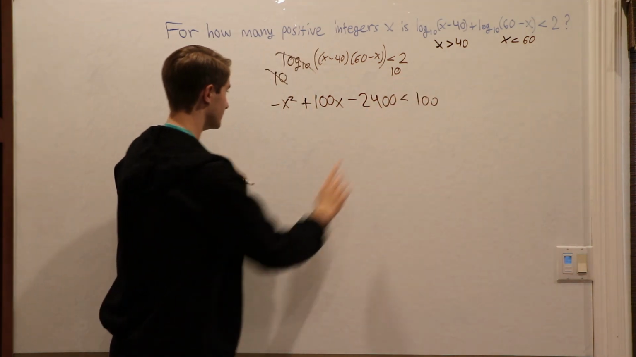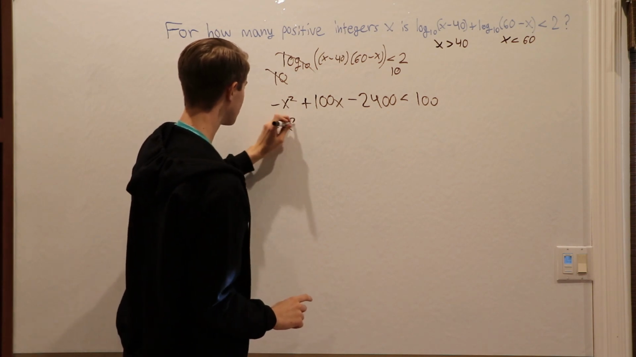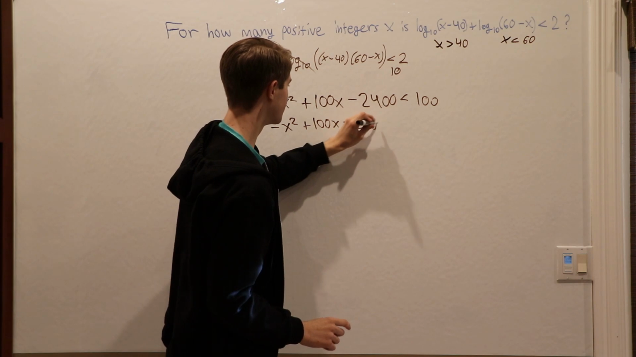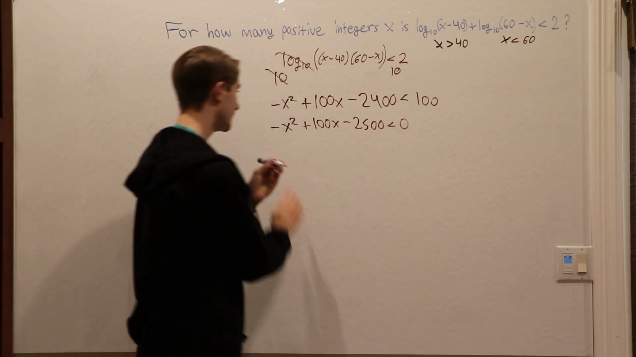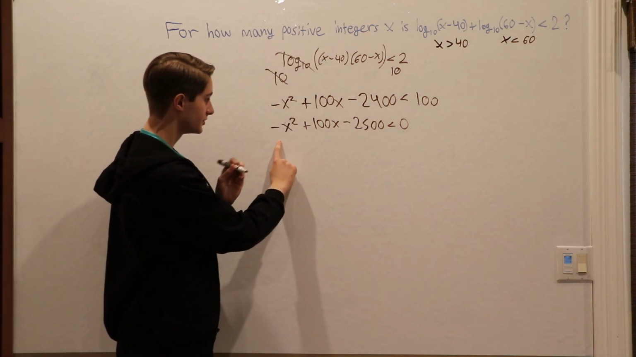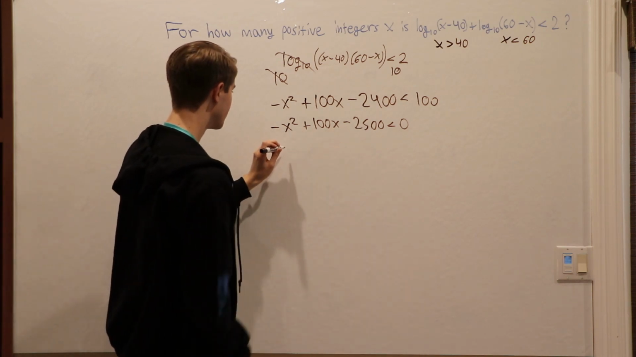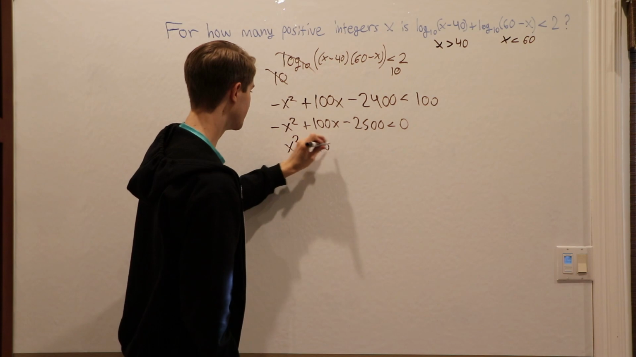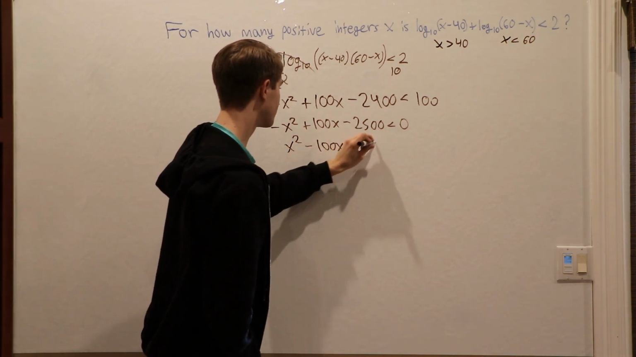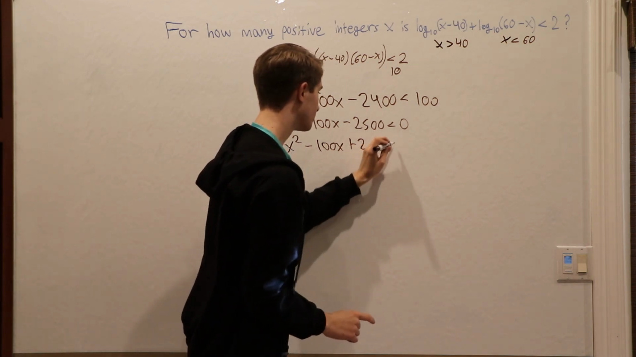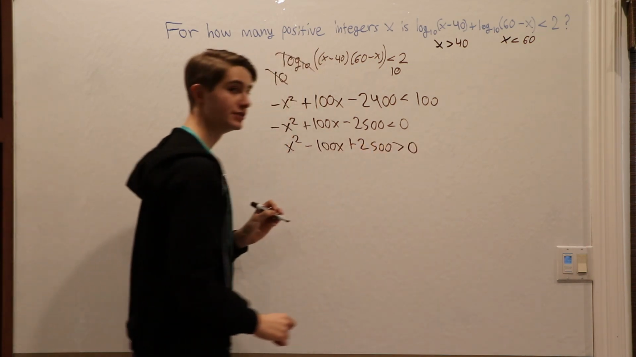So let's move this 100 to the other side. We get negative x squared plus 100x minus 2500 is less than 0. And just so that this x squared coefficient is positive, let's multiply by negative 1 on both sides. So we get x squared minus 100x plus 2500. And when we multiply by negative 1, we flip the inequality, so we get greater than 0.